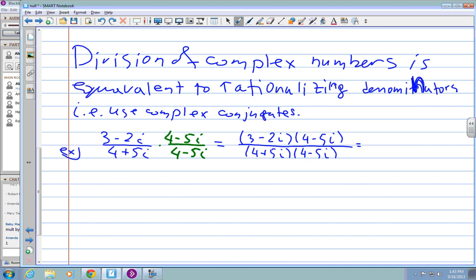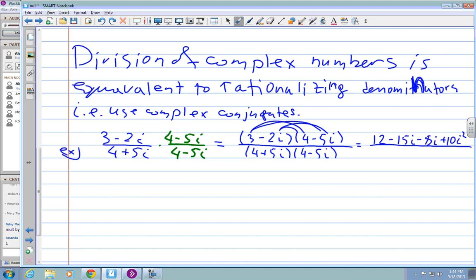So let's do the FOIL in the numerator. It's 3 times 4, that's 12. 3 times negative 5 is negative 15i. Negative 2i times 4 is negative 8i. And negative 2i times negative 5i is positive 10i squared. Is that okay? So that's my numerator. Of course, I'll simplify it.